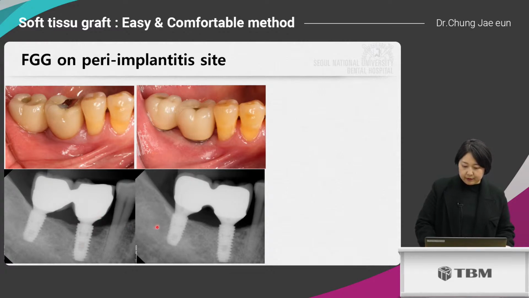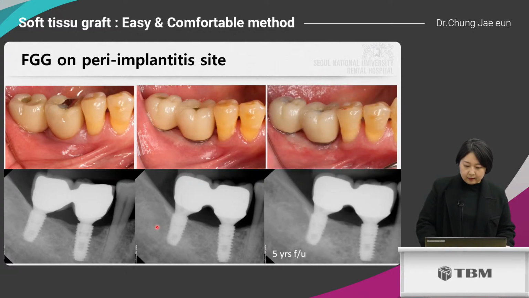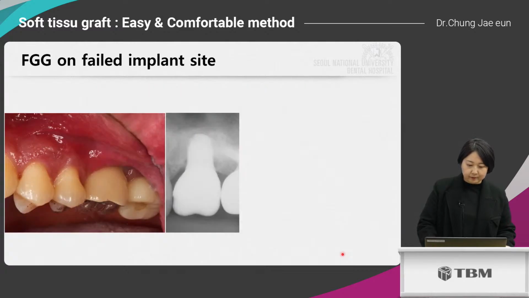And also there is a firm and stable gingiva around the implant. This is about 5 years after the treatment. FGG site and regeneration site is well maintained during the 5 years. In the same context, if the implant fails due to the bone loss around the implant, FGG is often performed at the same time when reimplantation.